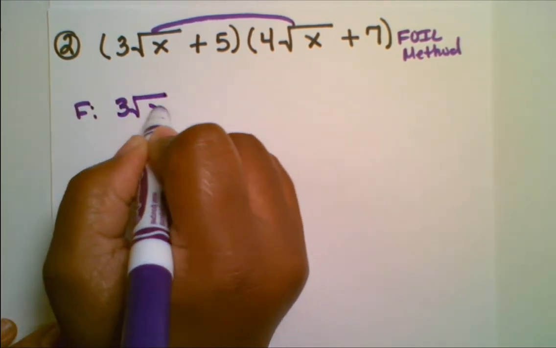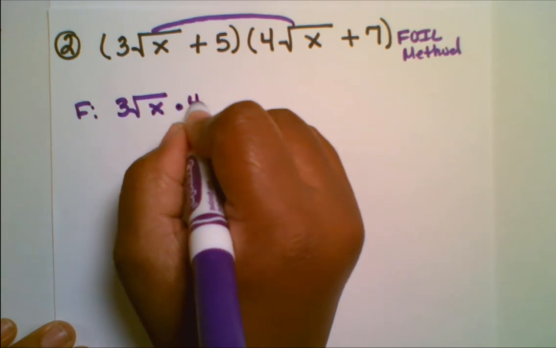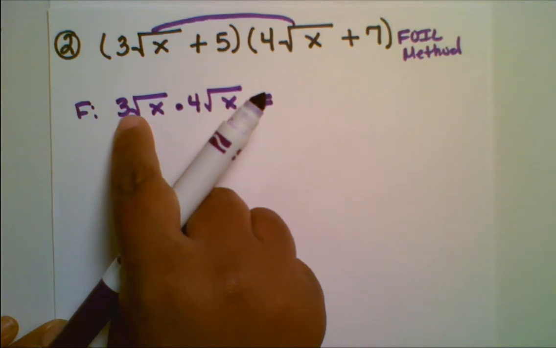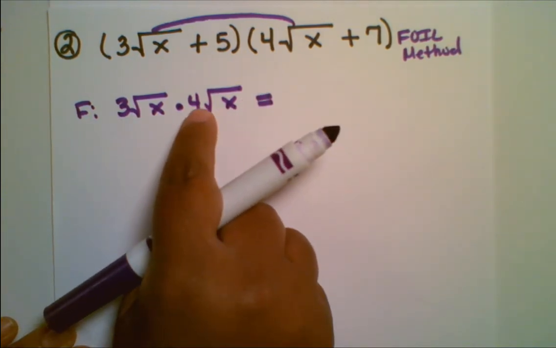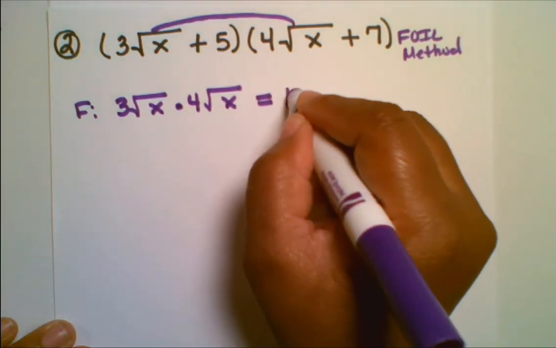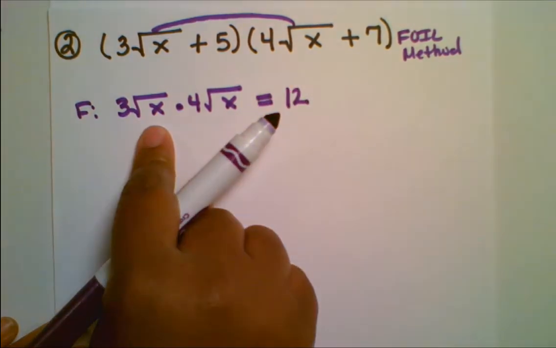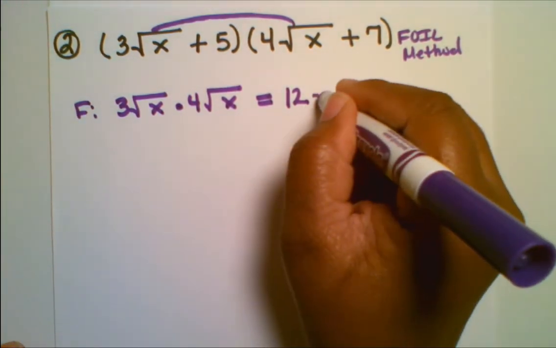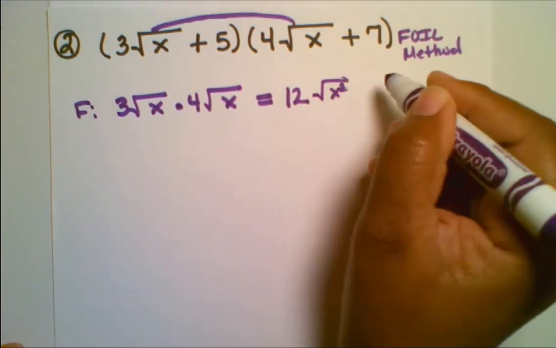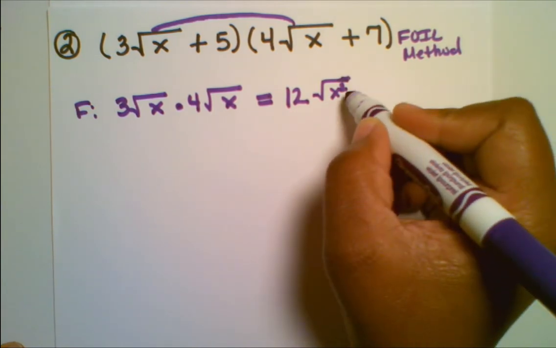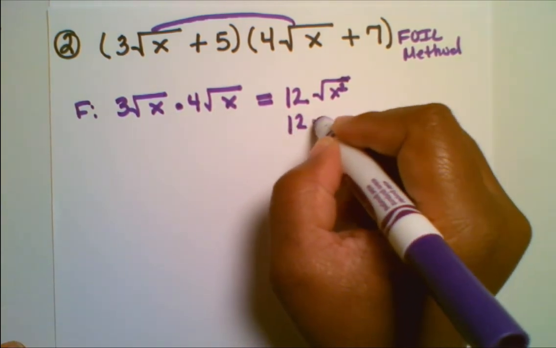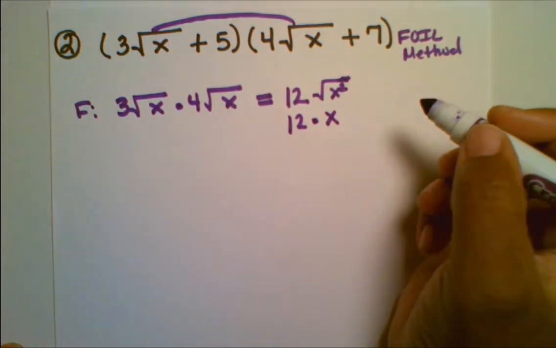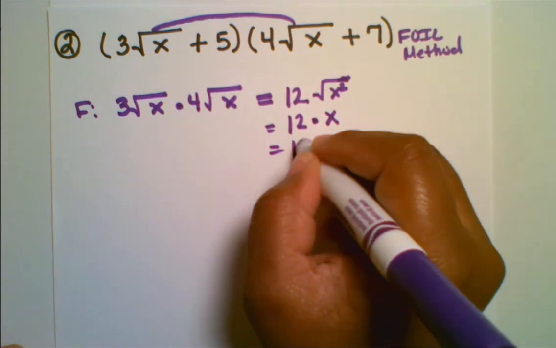And we're going to simplify it, meaning we're going to multiply. Multiply 3 times 4, that's 12. Multiply the square root of x times the square root of x, that's the square root of x squared. Now, if you can simplify the radical, do so. The square root of x squared can be simplified. That would give us x. So our answer for the first term is 12x.